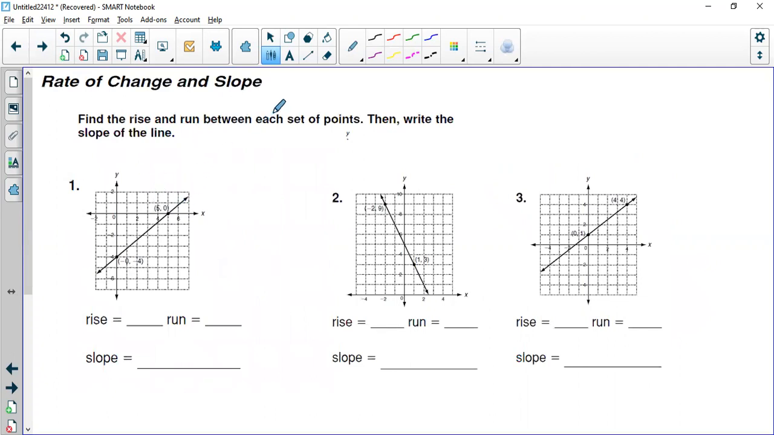Find the rise and run between each set of points, then write the slope of the line. Now already, to make it more simple for you, they have given everything. You just need to count. They even gave you the 2 points. So what you're going to do is you need to go up, because it's rise over run. The formula says slope equals rise over run.